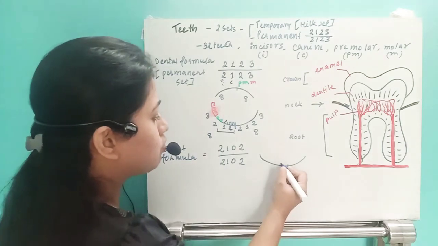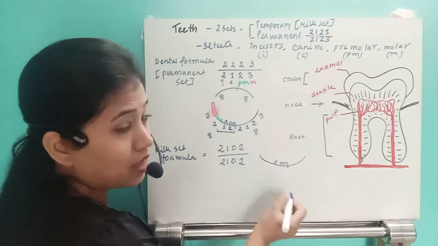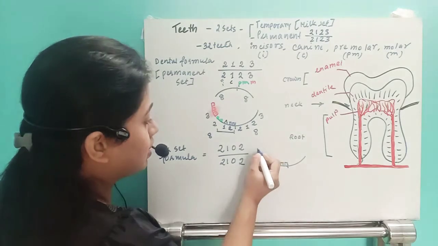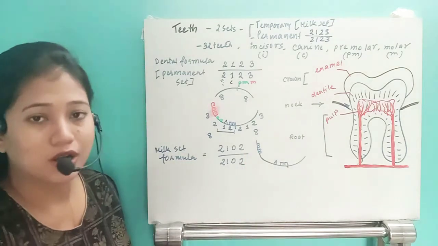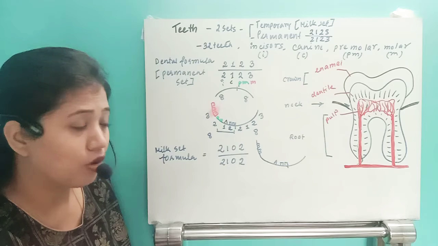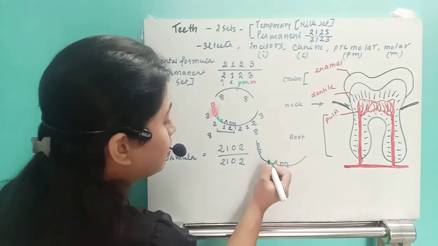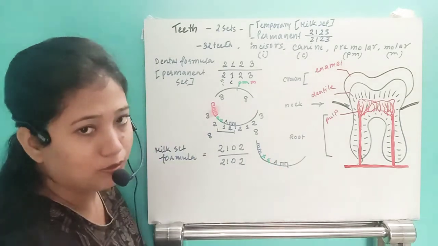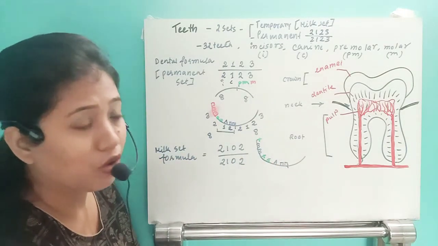they are going to have 2 incisors, 1 canine, but there are no premolars, and they are going to have only 2 molars. That means the third molar is also absent. So which teeth are not present in the milk set formula? In the milk set they don't have the premolars, and the last molar will not grow.